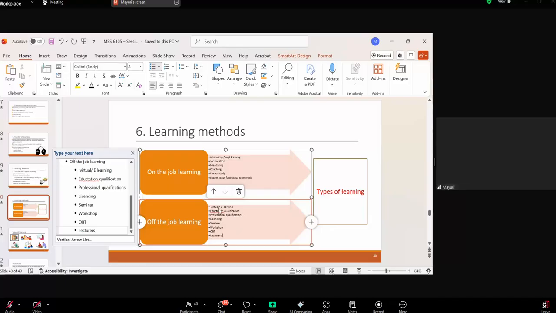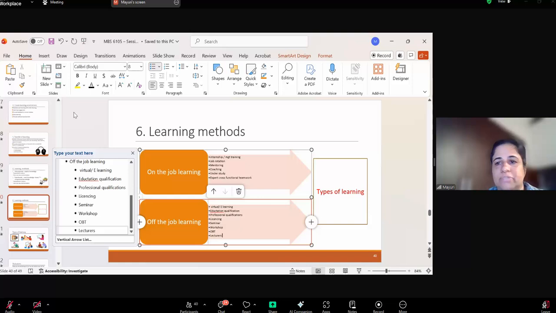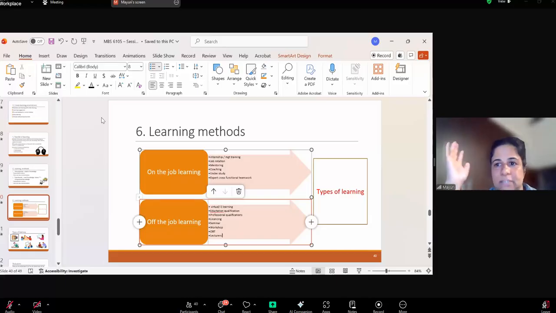So all these are off the job, right? You should be able to have a list of at least 10-15 off-the-job and 10-15 on-the-job training methods, right? That is very important. On the job means you are getting the training while you are doing the job. Off the job means you don't do the job when you are studying, like this today, right? You don't do the job.